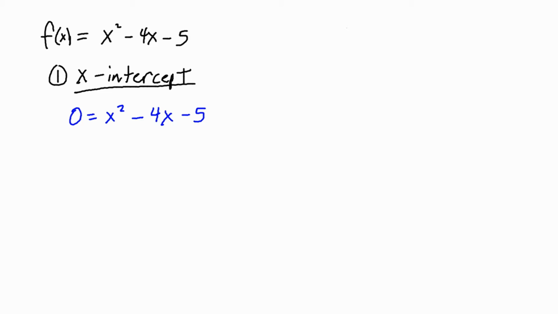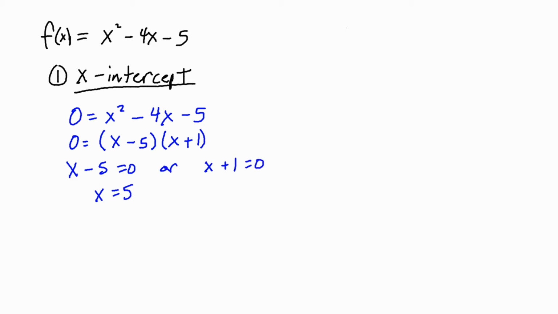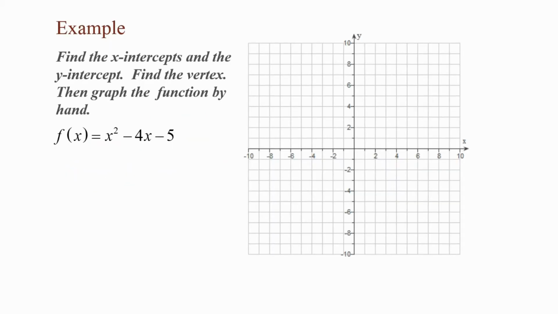I need two numbers that multiply to be a negative 5 and add to be a negative 4. So 0 equals, in one parentheses, x minus 5, in the other parentheses, x plus 1. Setting each equal to 0, x minus 5 equals 0, which means x is 5. Or I can set x plus 1 equal to 0, which means x is negative 1. So my x-intercepts are 5, 0, and negative 1, 0.